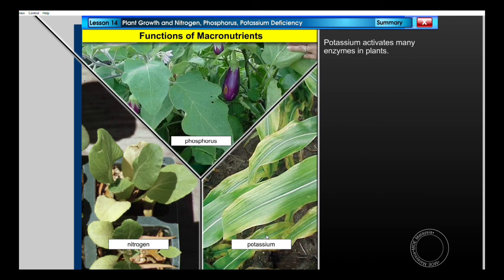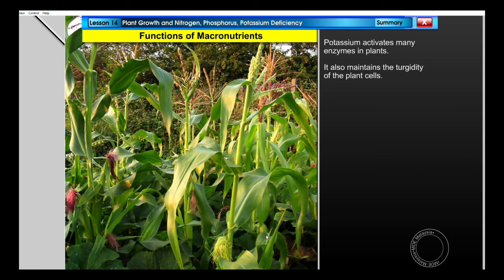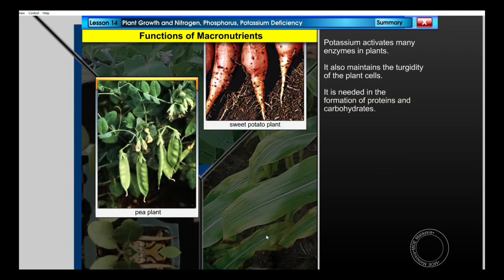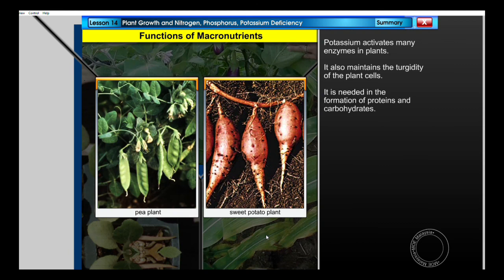Potassium activates many enzymes in plants. It also maintains the turgidity of the plant cells. It is needed in the formation of proteins and carbohydrates.